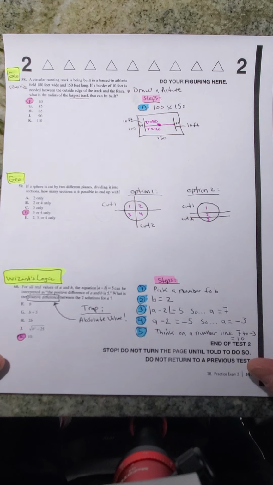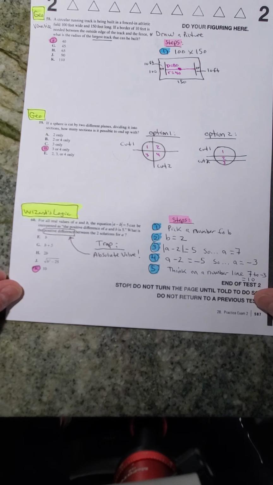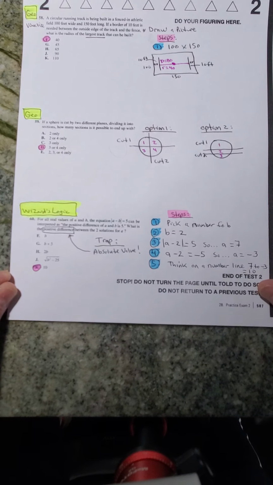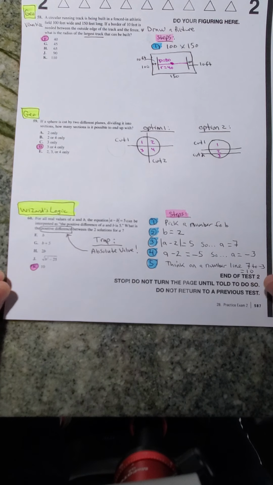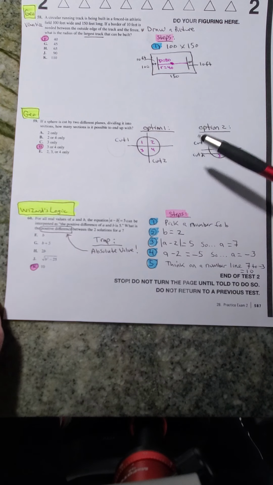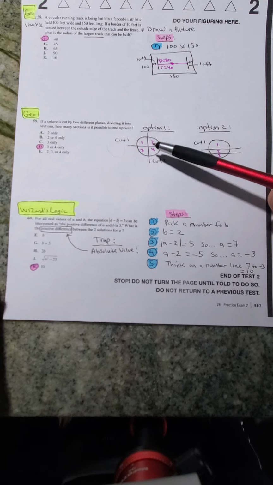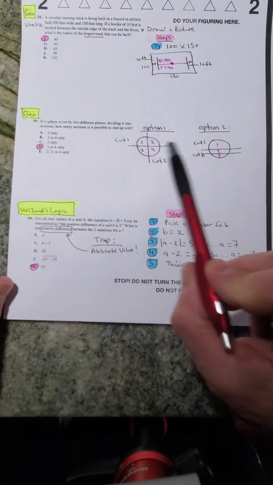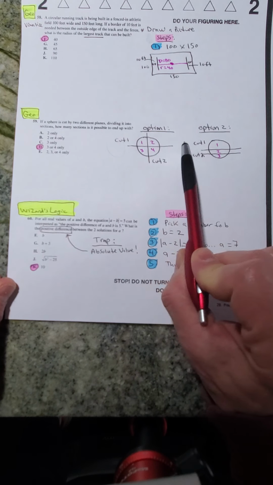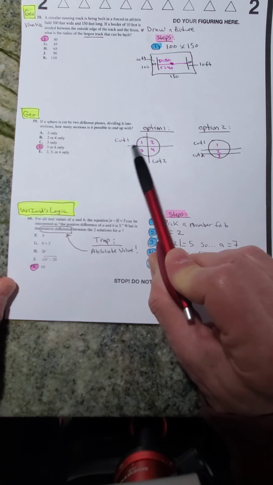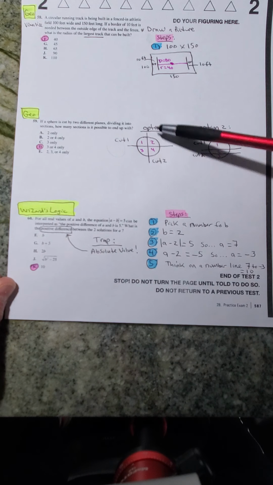Kids, on to 59. If you look over here at 59, this is kind of a visual problem as well here. We're going to have a sphere. Think of an apple, okay? If you have an apple and you go ahead and cut the apple, first of all, cut number 1, you cut it in half, all right? And we cut it horizontally. That's going to give you 2 sectors.